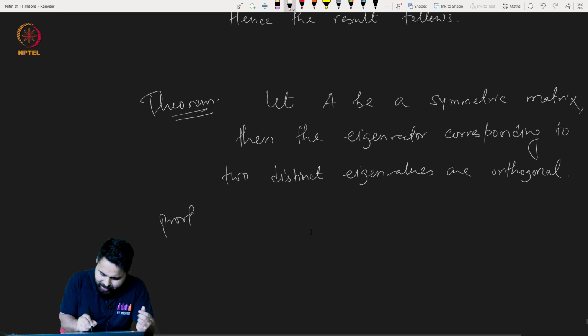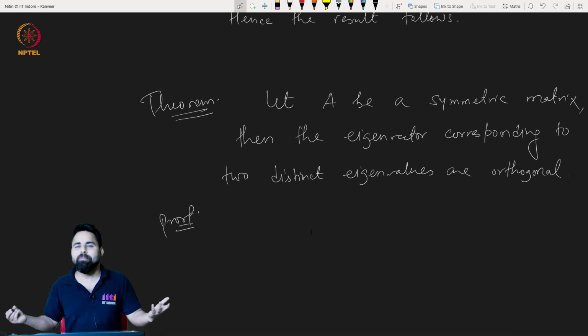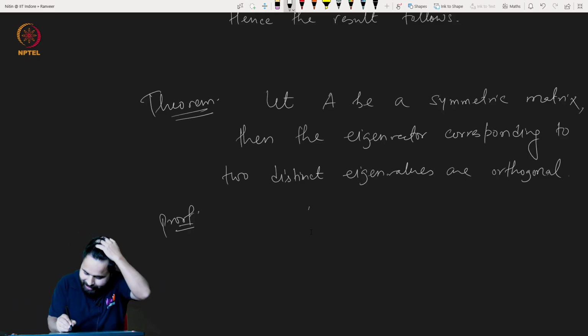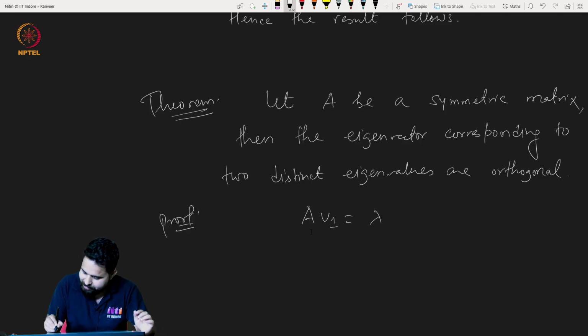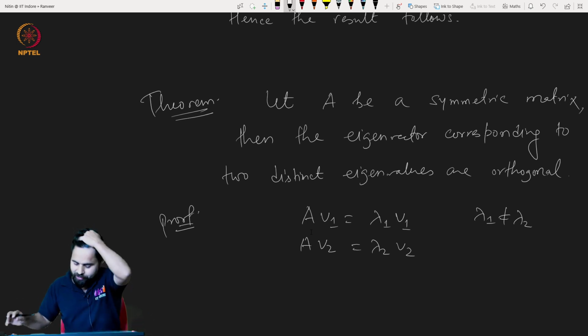Very, very good. So a very, very simple proof. Suppose two distinct eigenvalues are lambda_1 and lambda_2, and the corresponding eigenvectors are v_1 and v_2 respectively. So A v_1 equals lambda_1 v_1 and A v_2 equals lambda_2 v_2, and it is given that lambda_1 is not equal to lambda_2. Very good.